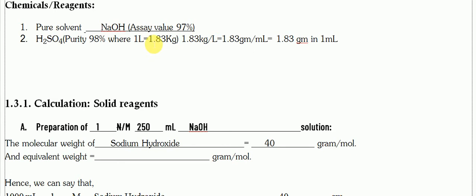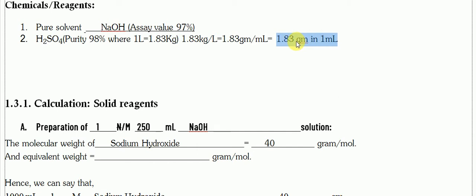that means 98 gram sulfuric acid is present in 100 gram. And there was also another information that 1 liter of sulfuric acid is equal to 1.83 kg sulfuric acid. That means 1.83 gram per ml. That means 1.83 gram sulfuric acid in 1 ml, which has been derived from this formula. Since 1 liter contains 1.83 kg, so 1.83 kg is present in 1 liter. And conversely, we can say that 1.83 gram is present in 1 ml.